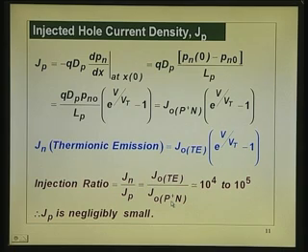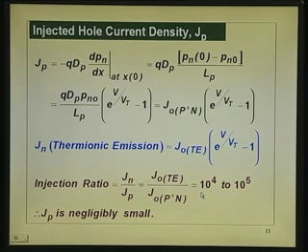J naught p plus n is how much? For silicon, we saw it is something like 10 to the power minus 11, 10 to the power minus 12, and J naught thermionic emission is something like 10 to the power minus 7. We estimated that. So, this term is much larger. In the case of gallium arsenide, this is 10 to the power minus 9, and this may be 10 to the power minus 17 or minus 18. So, this ratio is 10 to the power 4 to 10 to the power 5.